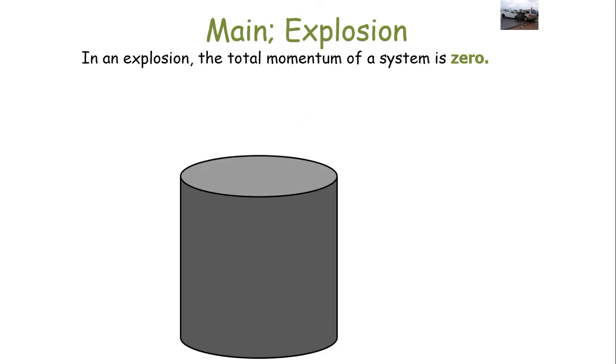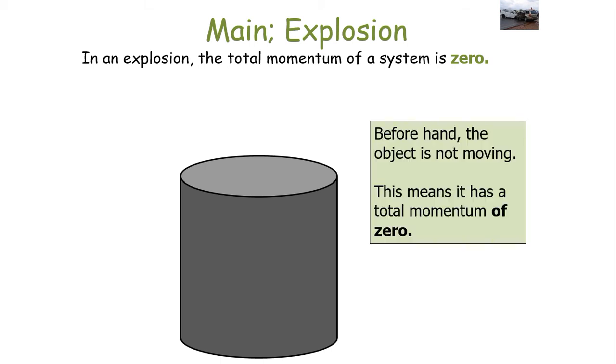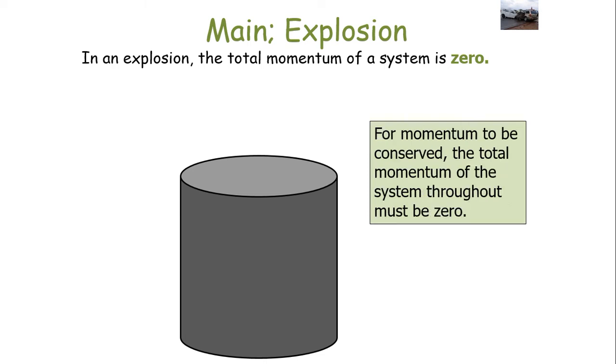Now, another event where momentum is conserved is in an explosion. In any explosion, the total momentum of the system is 0. An explosion, which is motion where objects originally start at rest and then move away from each other, conserves momentum. So beforehand, the object is not moving, so the total momentum of the system is 0. For momentum to be conserved, the total momentum of the system throughout must be 0. So it means after the explosion, the total momentum must be 0.